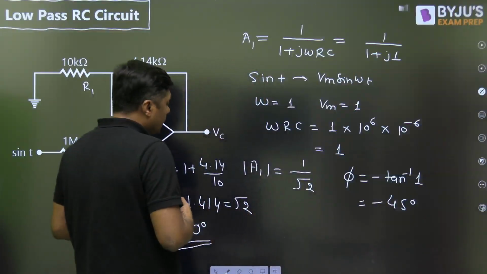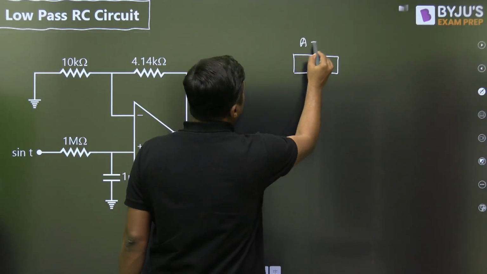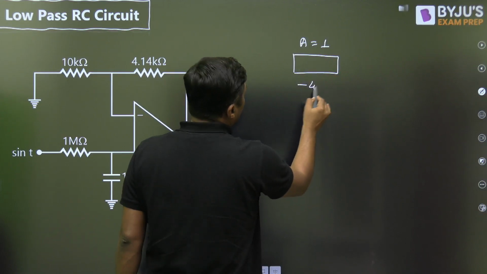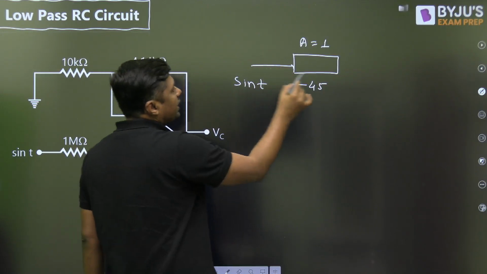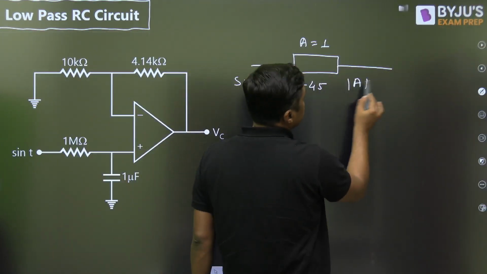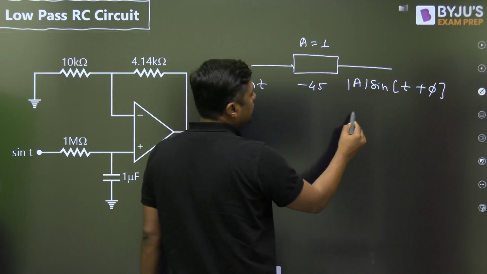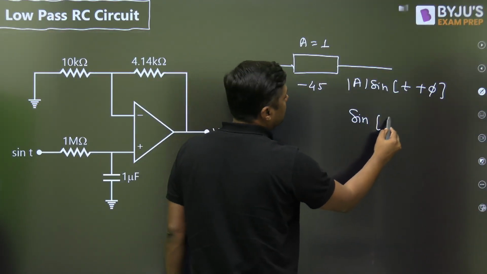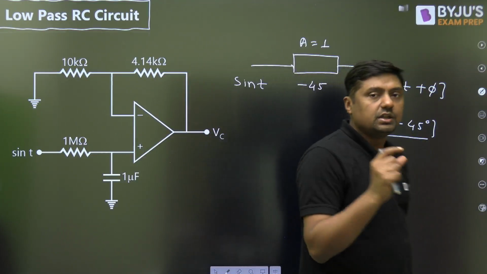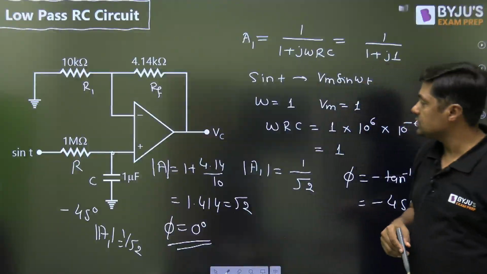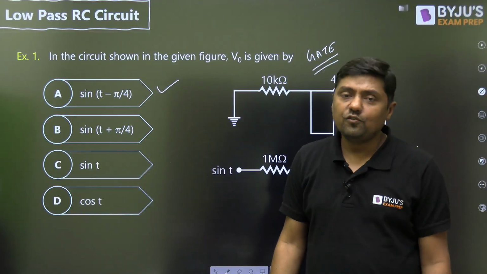And that's why, if we have any system that has the gain 1 and introduces minus 45, and we are giving the signal sin t, then the magnitude will multiply here and we have to add the phase here. The magnitude is 1, so it will remain sin. And the phase is minus 45. So the answer is sin of t minus 45, that is sin of t minus pi by 4, because 45 degrees is written as pi by 4.